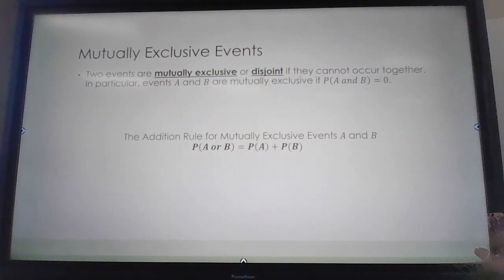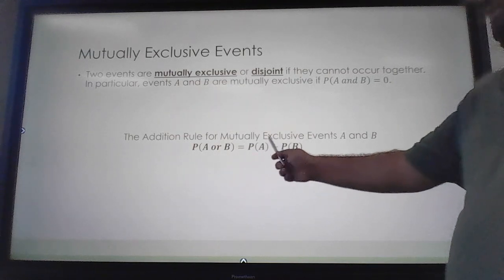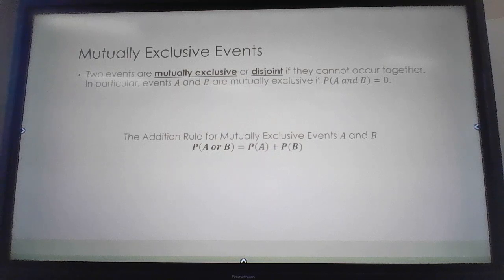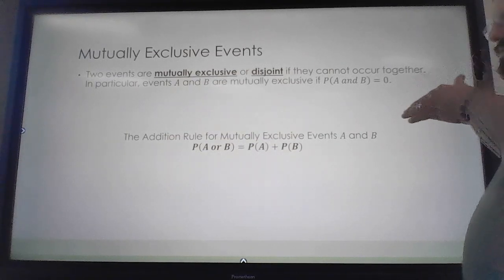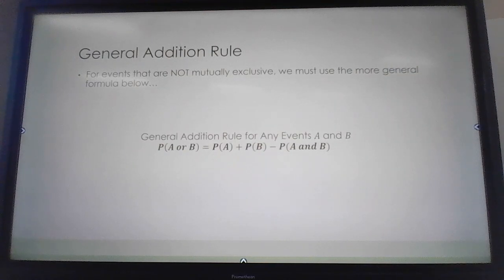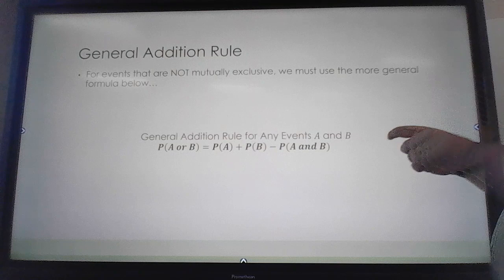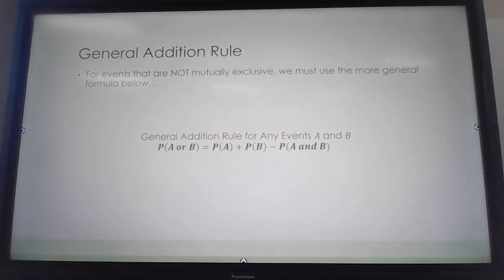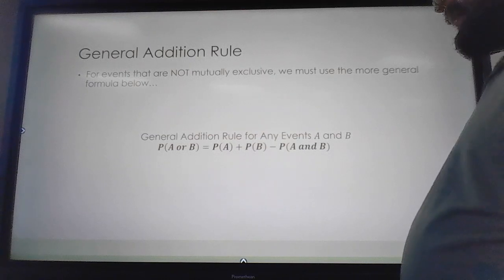Okay, if two events are mutually exclusive, then we're looking for the probability of A or B happening as the sum of the probability of A plus the probability of B. So with AND events, we use the multiplication rules. With OR events, we use addition rules. Okay, and of course, for events that are not mutually exclusive, we use the more general formula, right? To find the probability of A or B, again, it's the same addition rule, probability of A plus the probability of B, but then you subtract the probability of A and B.